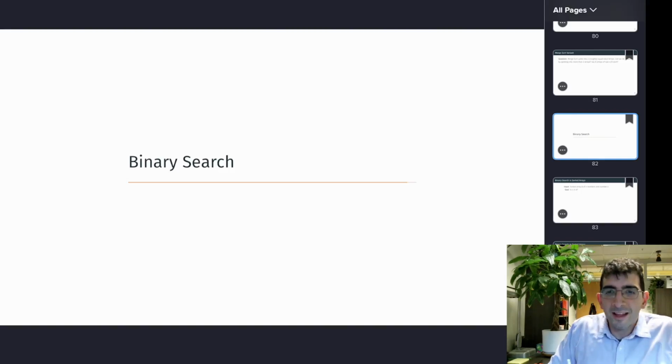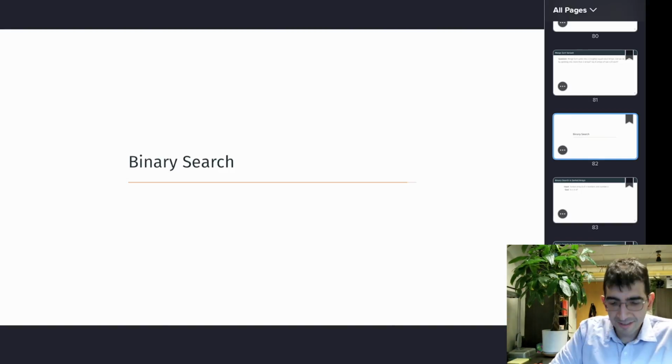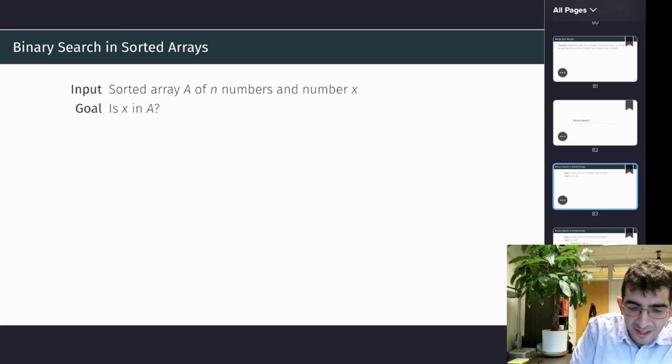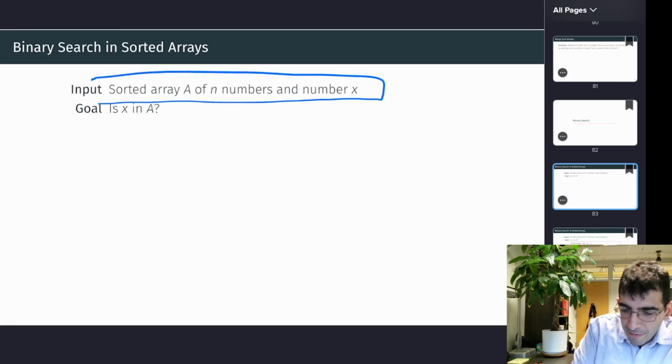Okay, last recursive algorithm before we finish our discussion of recursion, at least for this lecture. Binary search, one of the most basic recursive algorithms. Let's say you have a sorted array of n numbers and a particular number you're interested in, x. Is this number x in the array?